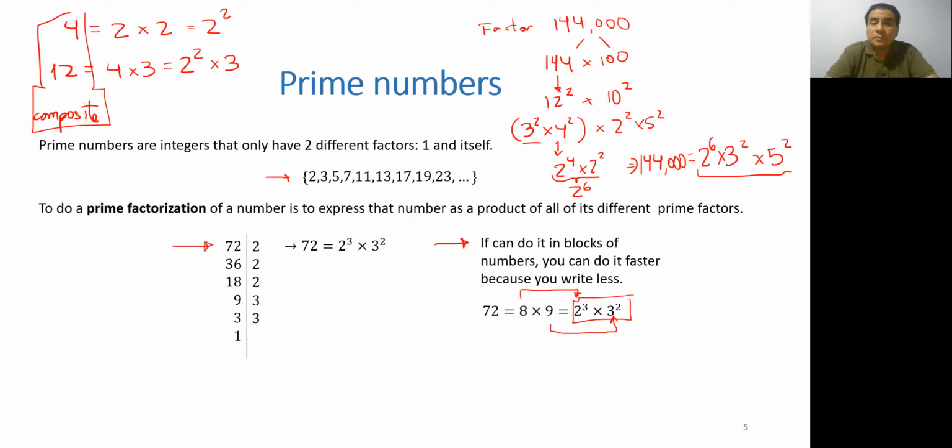And that's it. That's the whole factorization of 144,000. Okay? It would be a good idea for you to remember all the primes less than 100, because these primes are often seen in problems about integers.